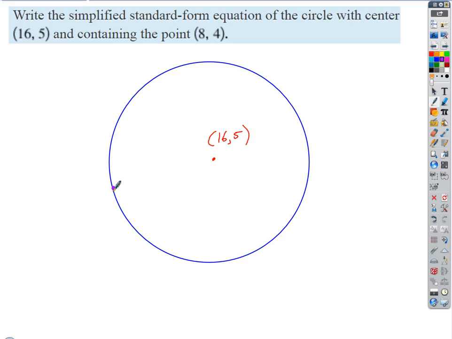So how could I come up with an equation of this circle? What are the essential ingredients? We need 2 parameters for a line, m and b. We need 3 for a circle though, don't we? We need both the x and y coordinates of the center. And what else do we need? How am I gonna get the radius?